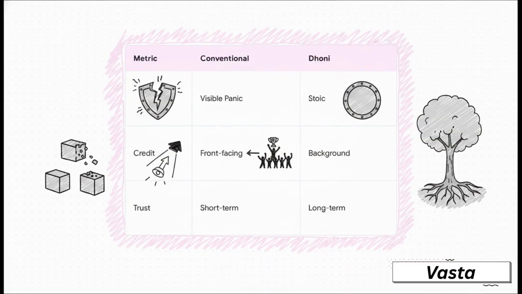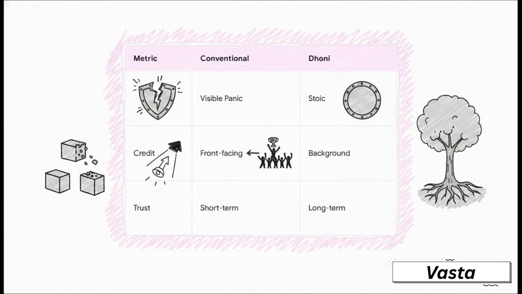The absolutely crucial point here is how his leadership processing actively shields his players. You see, while conventional captains often show visible panic during a crisis, Dhoni maintains this absolute unwavering stoicism. When the team wins, conventional captains are usually front and center for the photos. Dhoni, he utilizes a background exit strategy. He literally hands the trophy to the youngest players and steps entirely out of the frame.